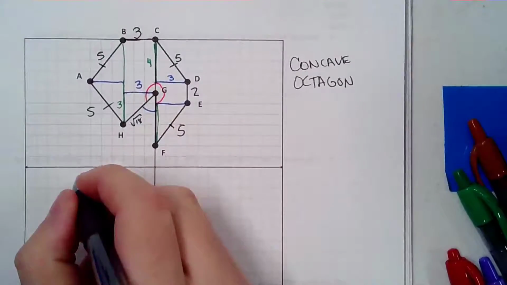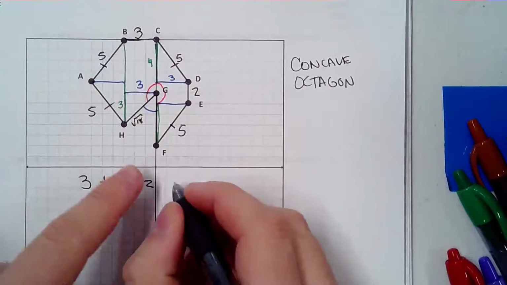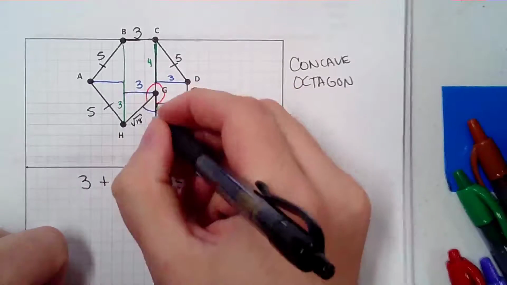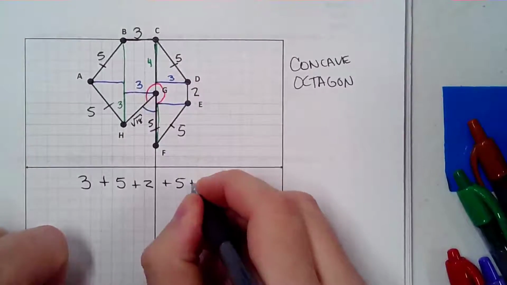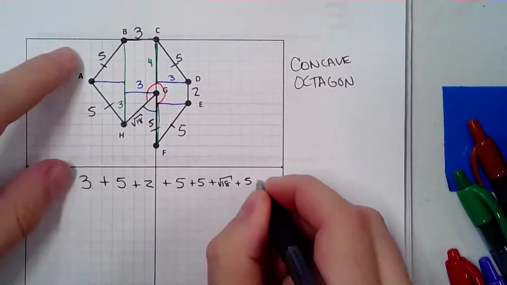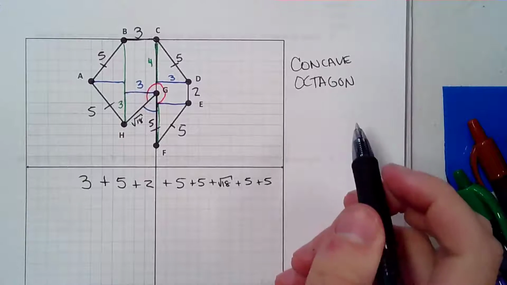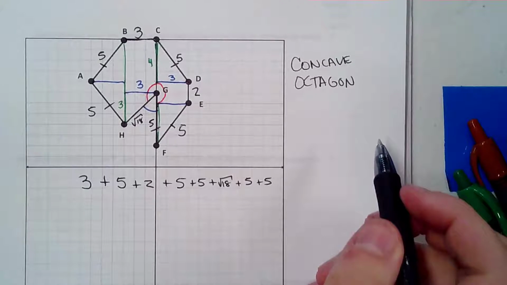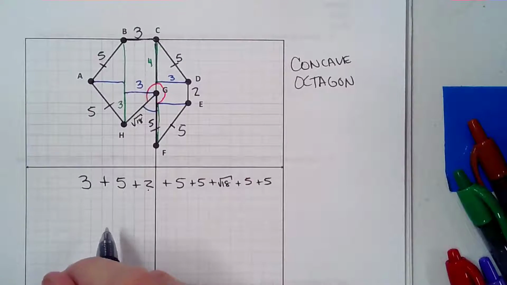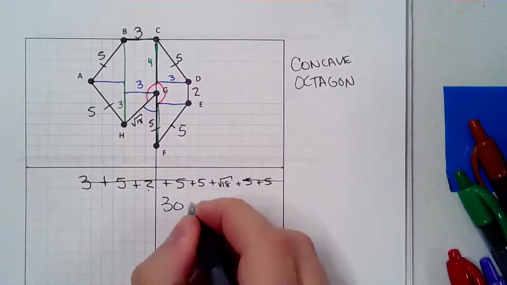So let's add up all the sides. We've got a 3 plus a 5 plus a 2 plus a 5. Oh, we forgot one side. 1, 2, 3, 4, 5. That's a 5 there, right? Plus a 5 plus a root 18 plus another 5 plus my last 5. It's a lot of 5s. How many 5s do you see here? 5. Incorrect. 6, because 3 and 2 makes another 5. We have 6 5s. That's 30. And then root 18.